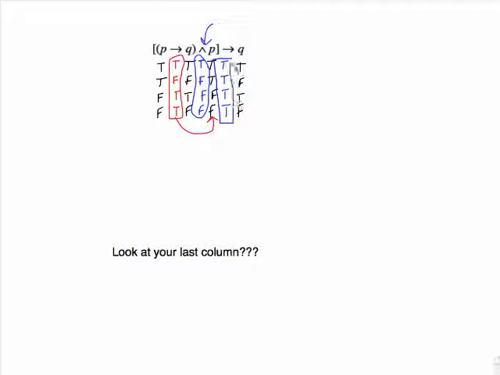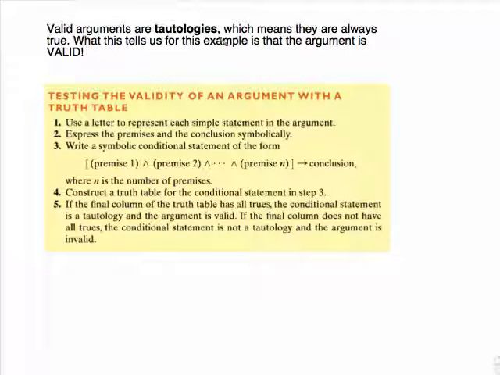That is our answer column. All of those are true. So do you remember anything about the whole column being true? That is what's known as a tautology. So if you have a tautology, that is how we prove we have a valid argument.